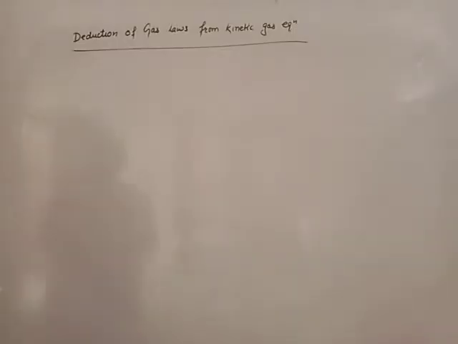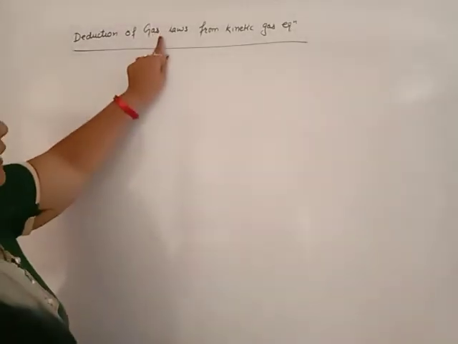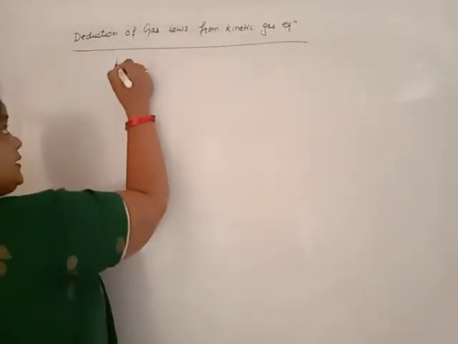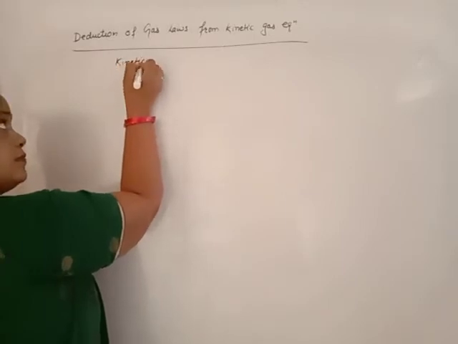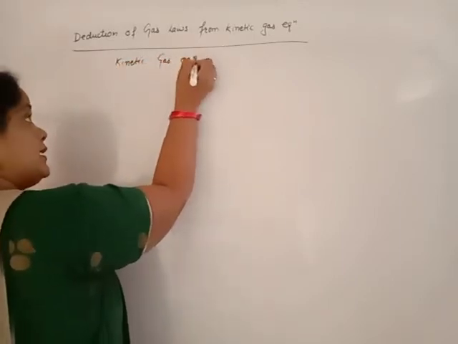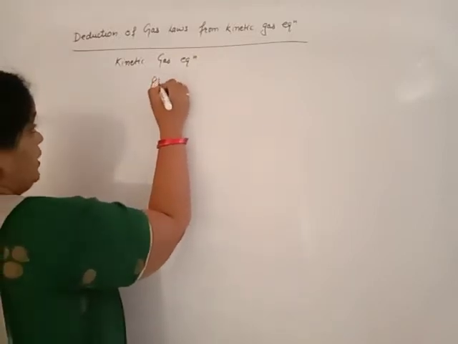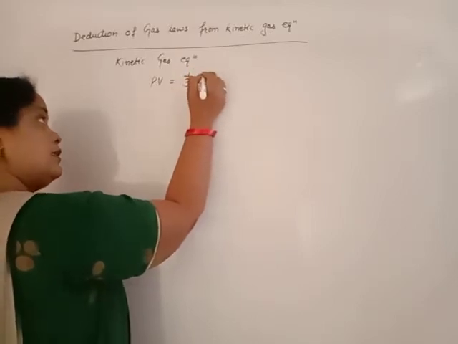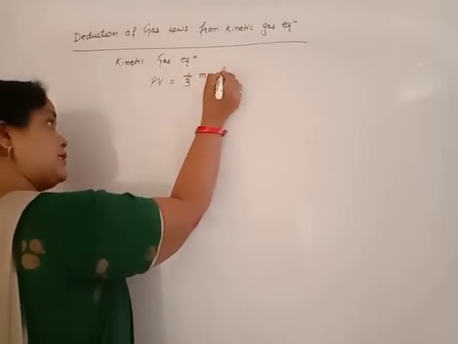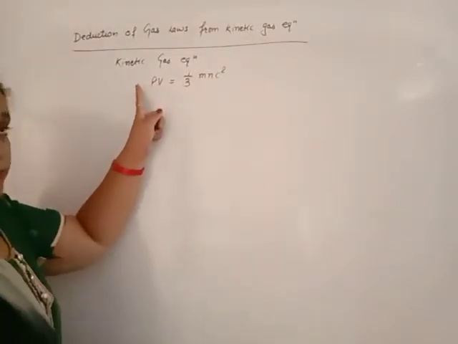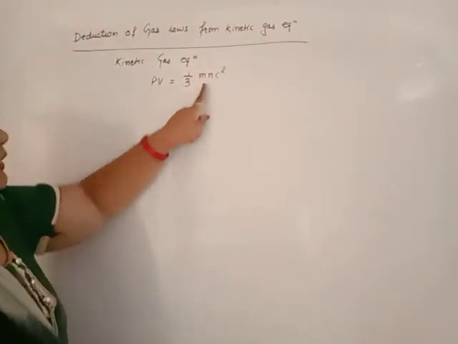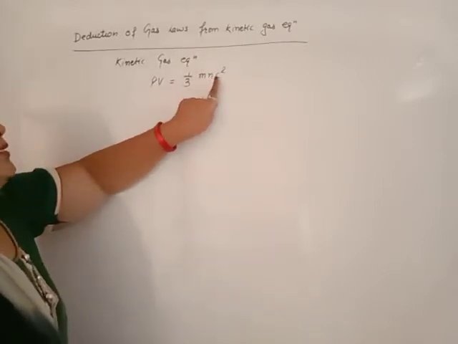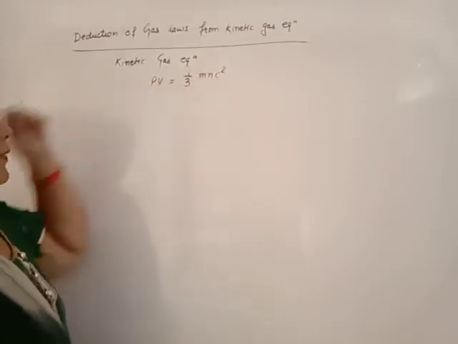Students, today we will discuss gas laws that derive from the kinetic gas equation. Our kinetic gas equation is PV = 1/3 mnc². Here P is the pressure of gas, V is the volume of gas, m is the mass of gas, n is the number of molecules of gas, and c is the root mean square velocity.